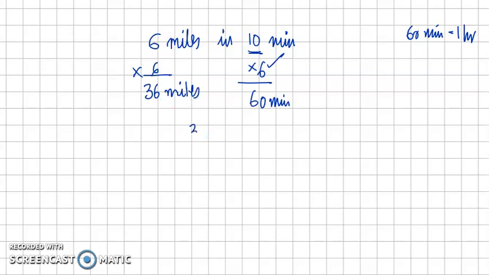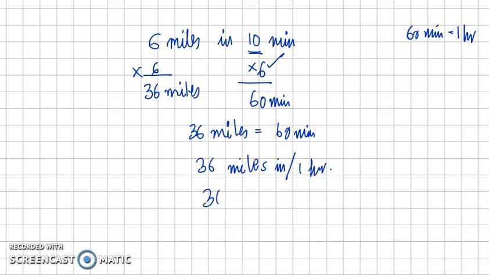That is 36 miles in 60 minutes. Or we can say 36 miles in 1 hour, which is equal to 36 miles per hour. That is how we calculate. This is pronounced as per. 36 miles per hour is the speed. So far it is clear, hopefully.